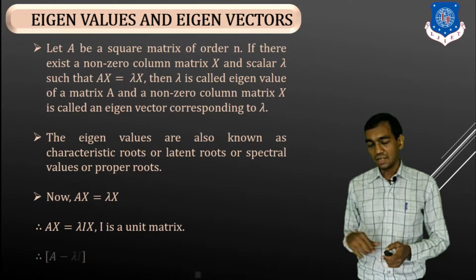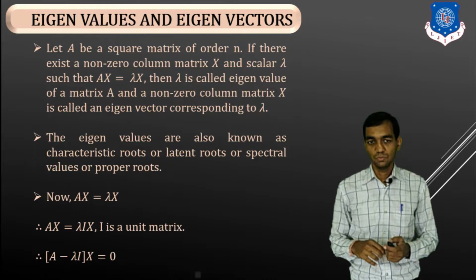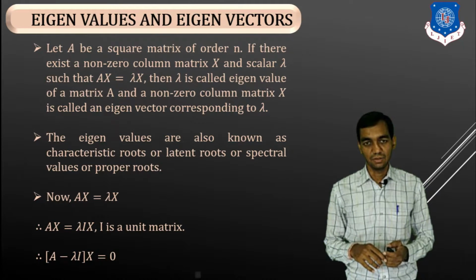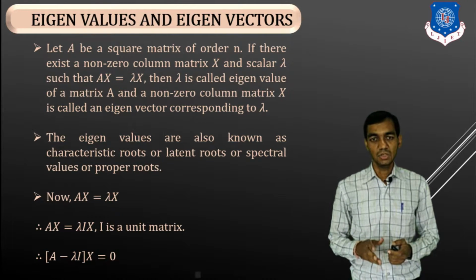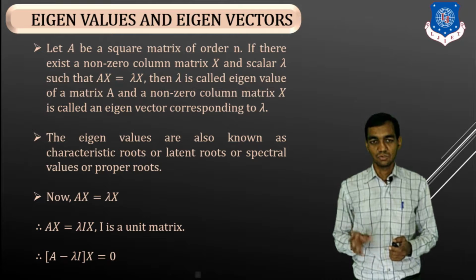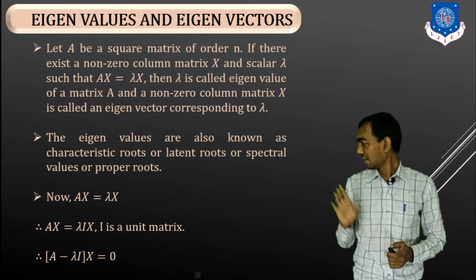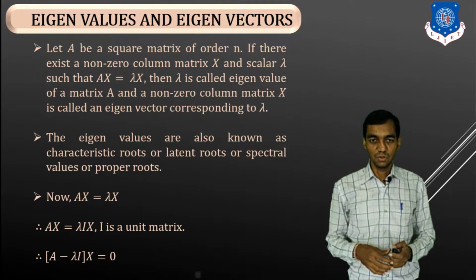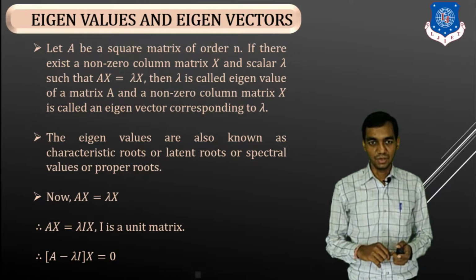Since we are starting with the definition, AX is equal to lambda X. So we can write it in the form of AX is equal to lambda into IX, where capital I is nothing but the unit matrix. So if we write it in the form of AX minus lambda IX is equal to 0, then X will be common and you will have A minus lambda I into X is equal to 0.